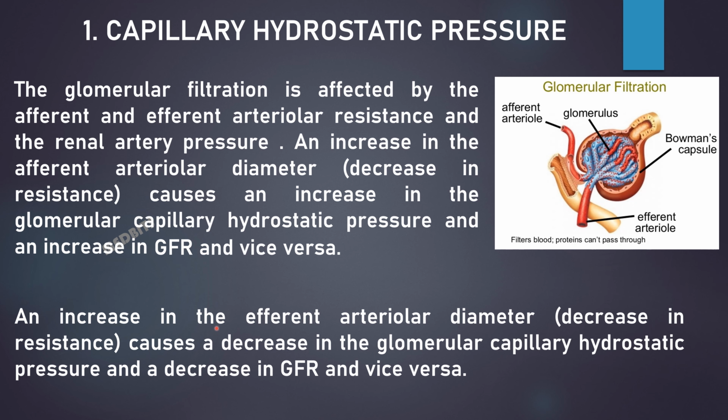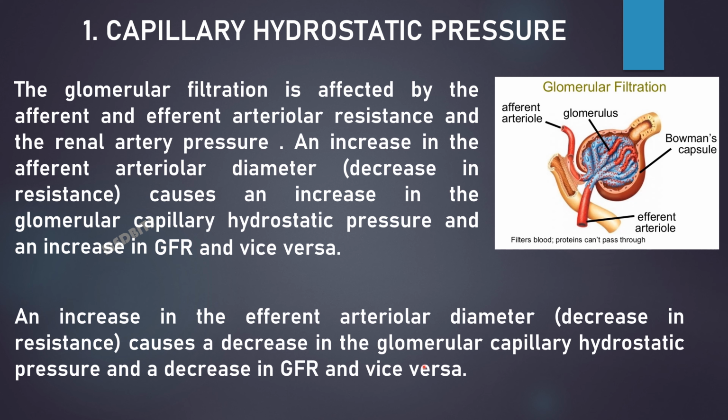Now we can look into the case of efferent arteriole. What happens? In case of the efferent arteriole, diameter is increased. If the diameter of the efferent arteriole increases, that helps to decrease the resistance. In this case, the glomerular capillary hydrostatic pressure is decreasing. And if the hydrostatic pressure is decreasing, naturally the GFR also will be decreased.